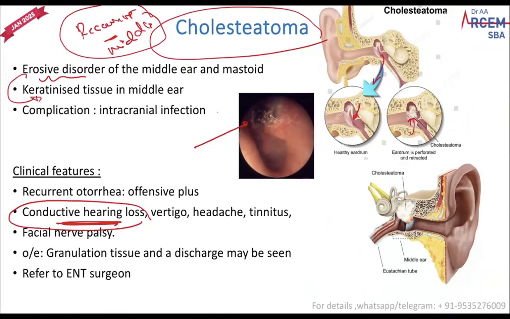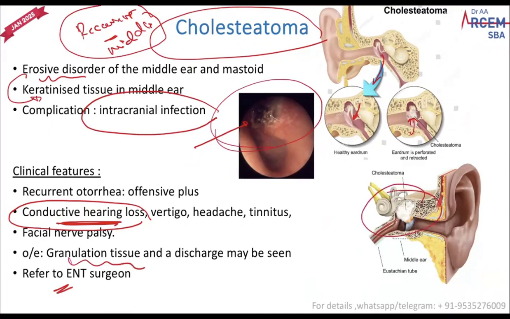If you leave it without treatment, intracranial infections can develop. On examination, granulation tissue, what you're seeing here, will appear, and you need to admit all these patients and refer them. There might not be a current infection. There might be only keratinized tissue present in them. Surgical removal might be required. For that reason, you need to always admit these patients and involve the ENT surgeons.